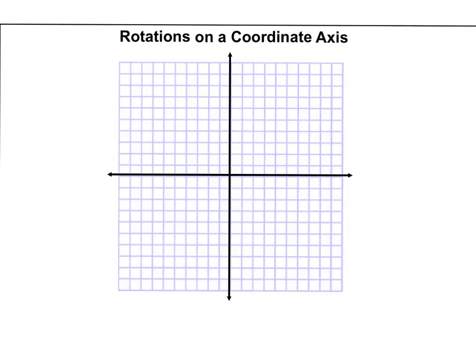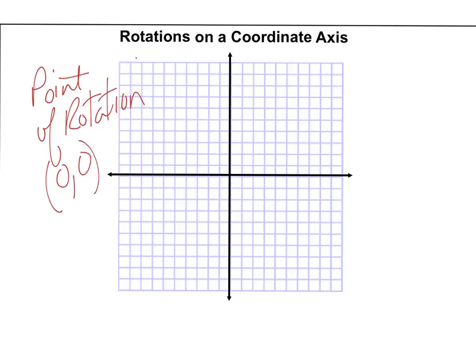So 2 quick things on this slide here that I want to just show you is the point of rotation. So the point of rotation when on a coordinate axis will always be the same point, and it's always 0, 0. So we will always be rotating around 0, 0.